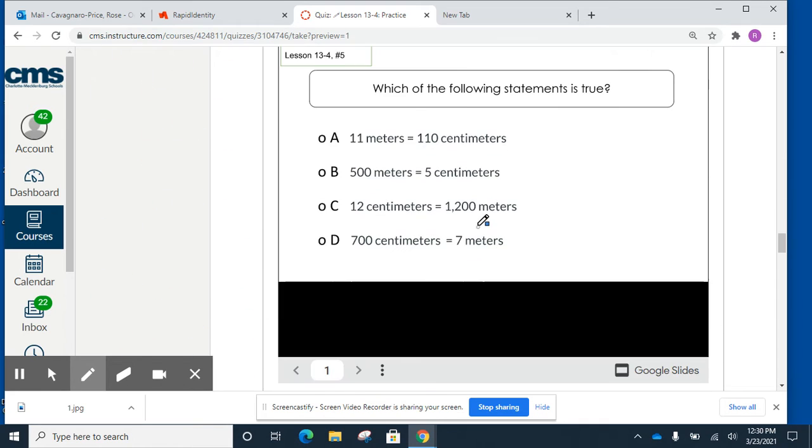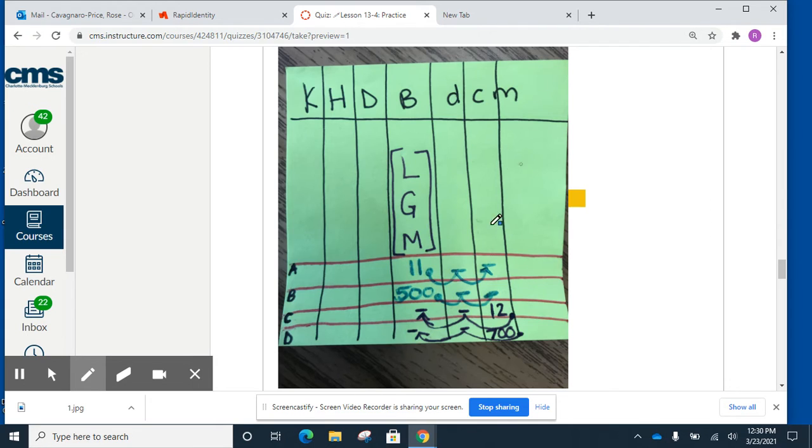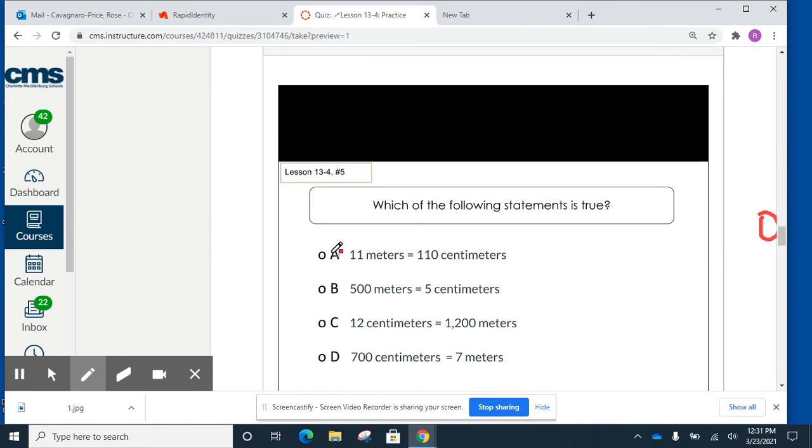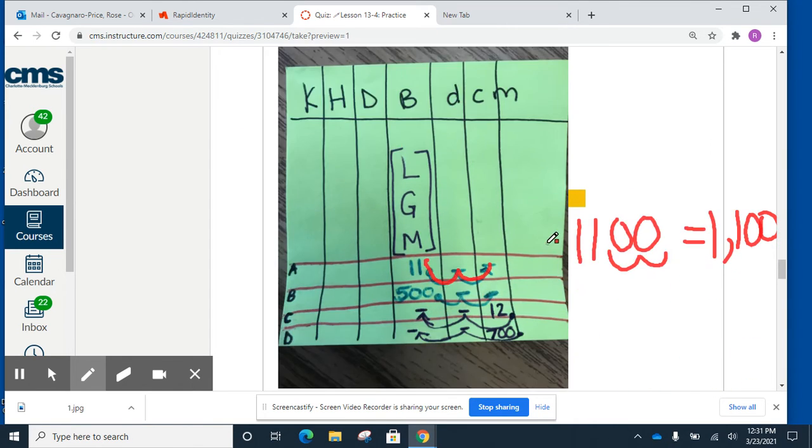Okay. Let's take a look at question 3. It says, which of the following statements is true? 11 meters is equal to 110 centimeters. So I put this down here to help you. 11 meters. If I am jumping 2, 1, 2, I have 11 and I'm jumping 2. I put my 2 zeros in there. I get 1,100. So let's see. Did that say 1,100? No, it said 110. So that's not right.